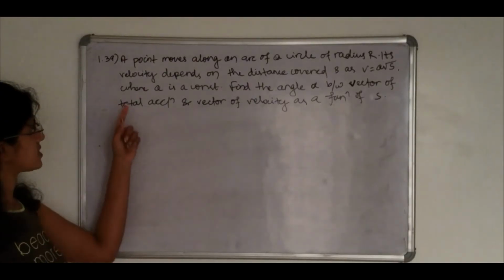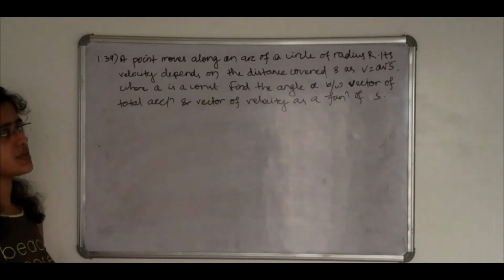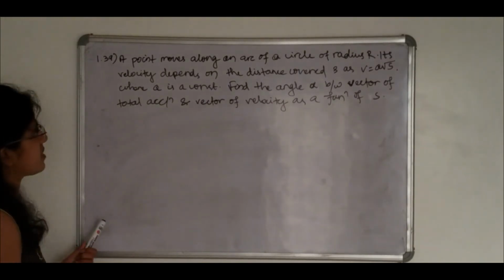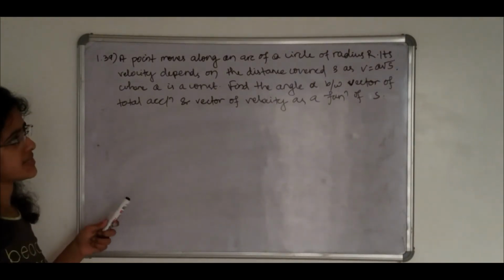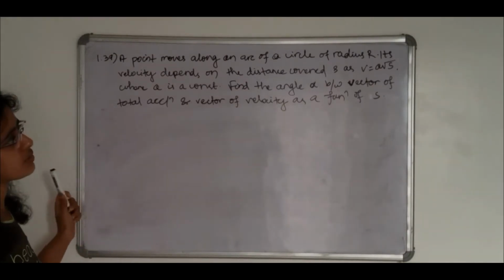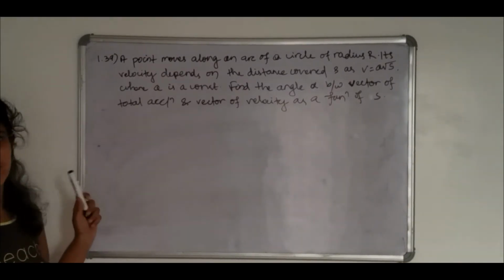Okay? So the next question is: a point moves along an arc of a circle of radius r. Its velocity depends on the distance covered s as v is equal to a into root over of s, where a is a constant.